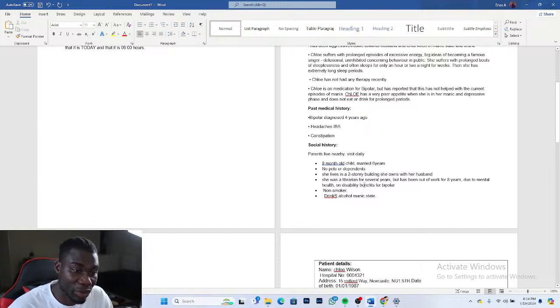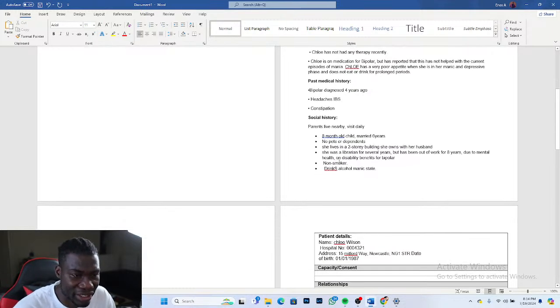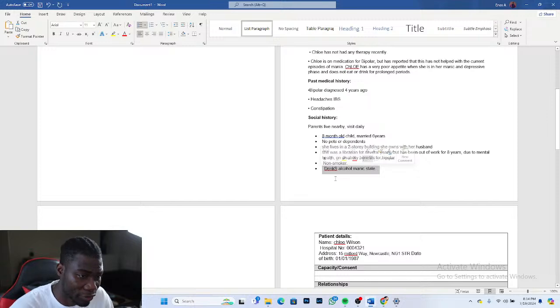She was a librarian for several years and has been out of work for the last 8 years. And then because of her disability, she's obviously getting some benefits. She's a non-smoker and she drinks in her manic state. This statement is very, very important, so you have to take note of that.